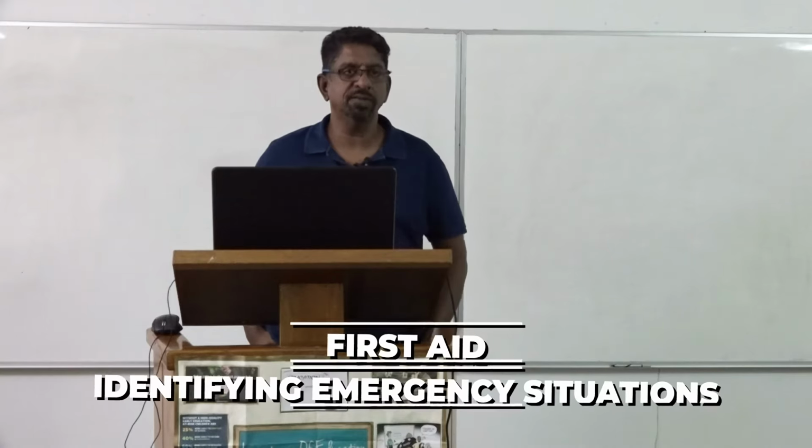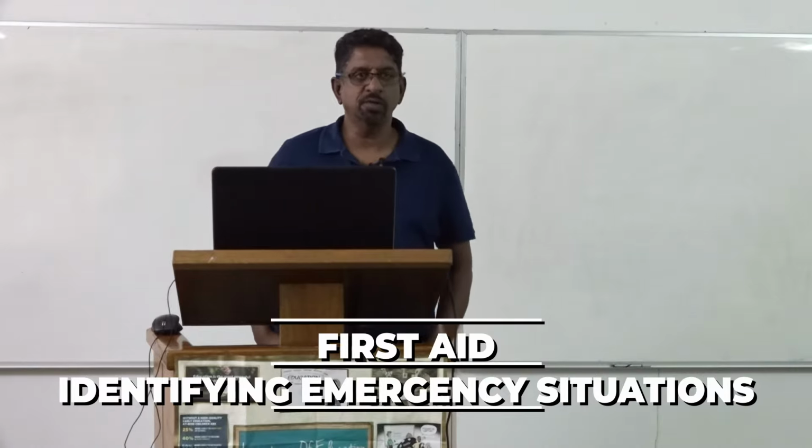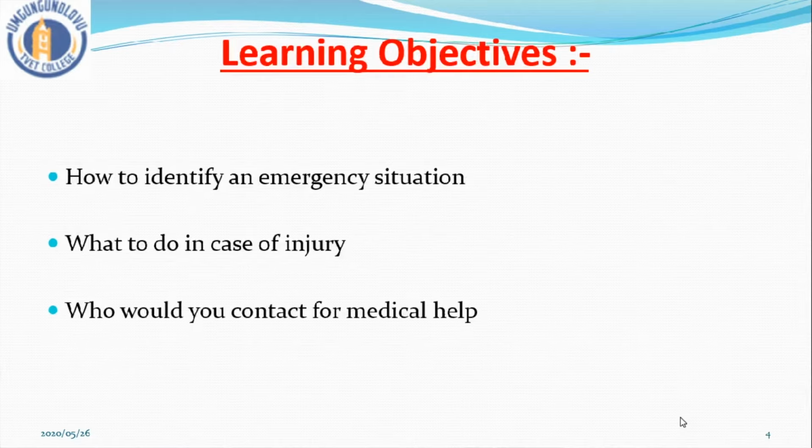I will be presenting a lesson to you, NCV Level 2, Construction, Plant and Equipment. The subject we are going to cover today is First Aid. Unit 1, Identifying Emergency Situations. In this unit, we discuss how to identify various emergency situations at home or in the workplace. We will discuss appropriate behavior and responses such as the HHH and ABC principles, how to phone emergency services, and more.